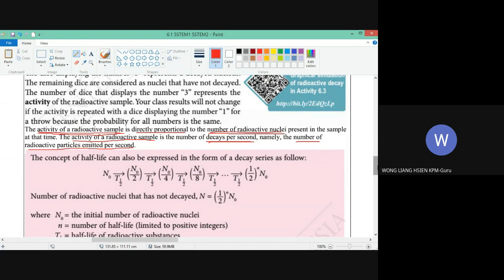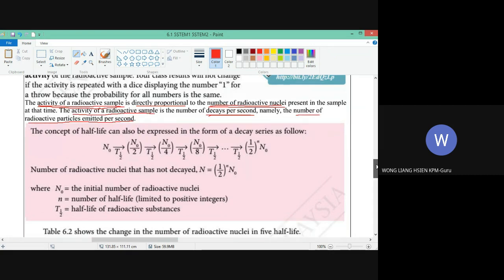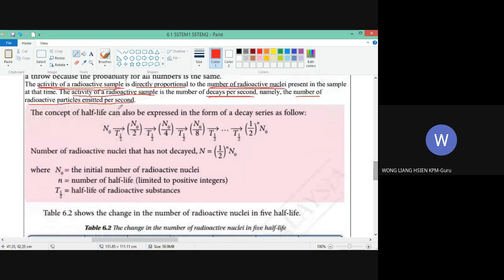All right. Okay, I hope you can understand what is the activity of a radioactive sample and how the activity is directly proportional to the number of radioactive nuclei. All right. Okay, so the concept of half-life can also be expressed in the form of a decay series as follows. So you look at this.